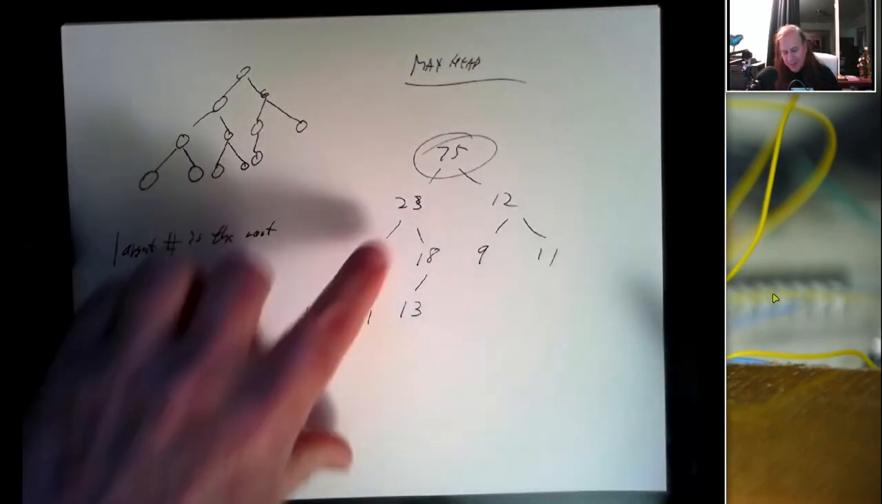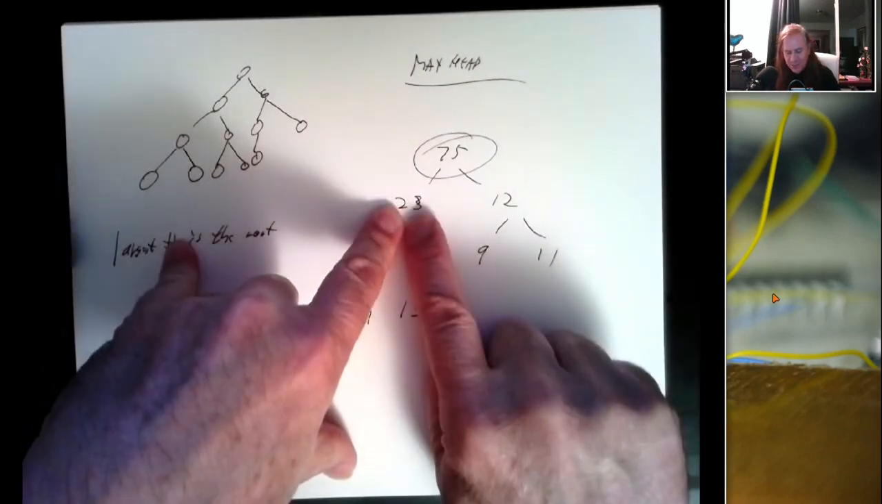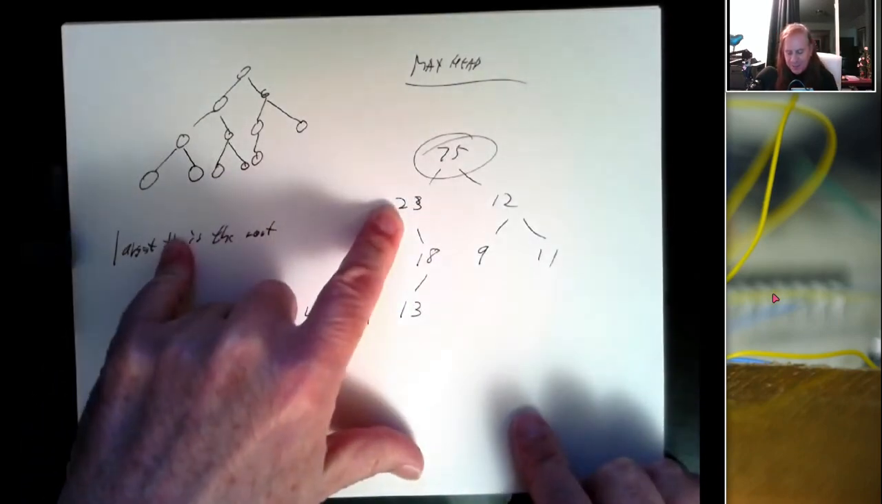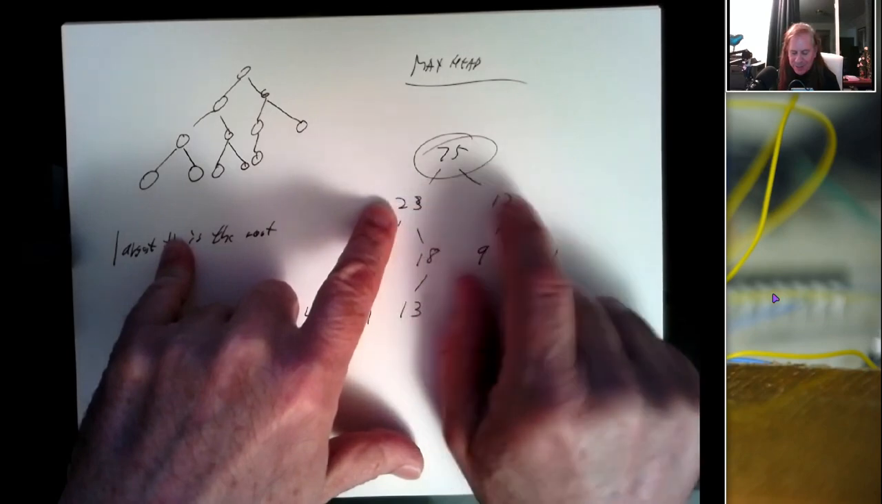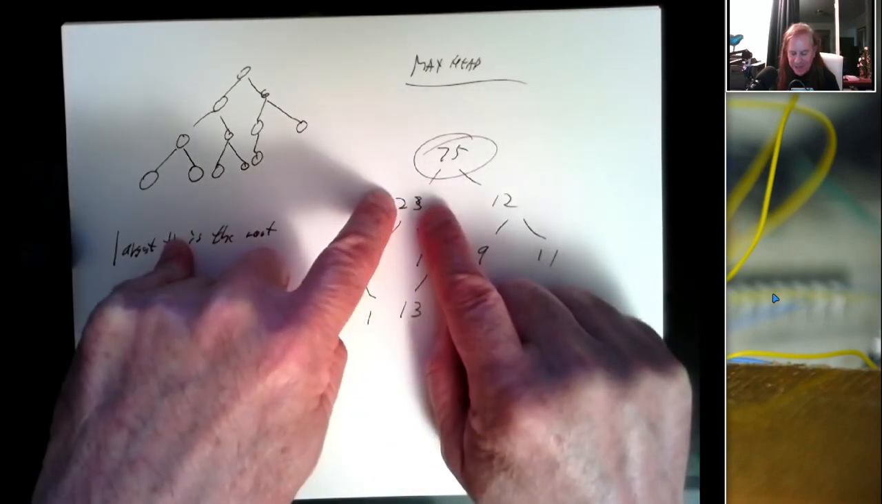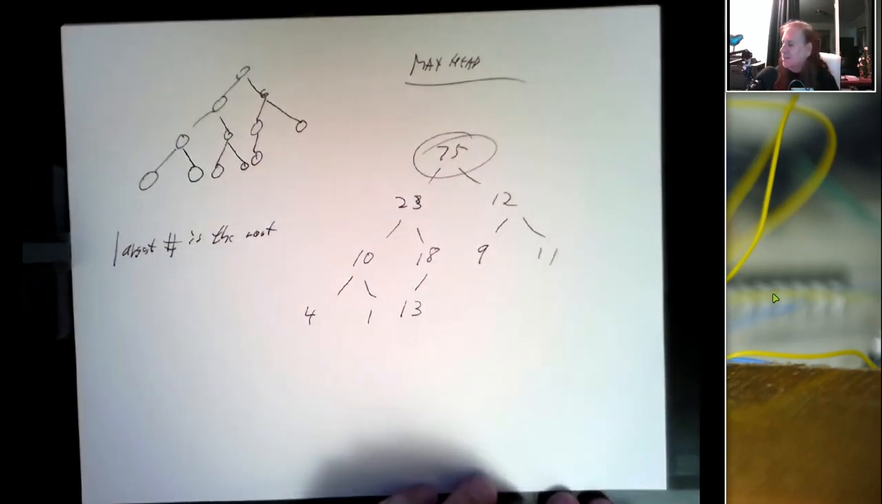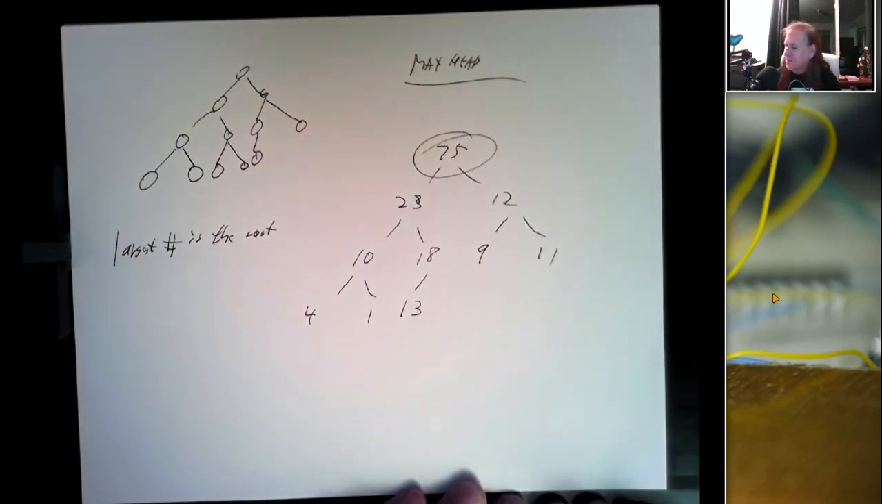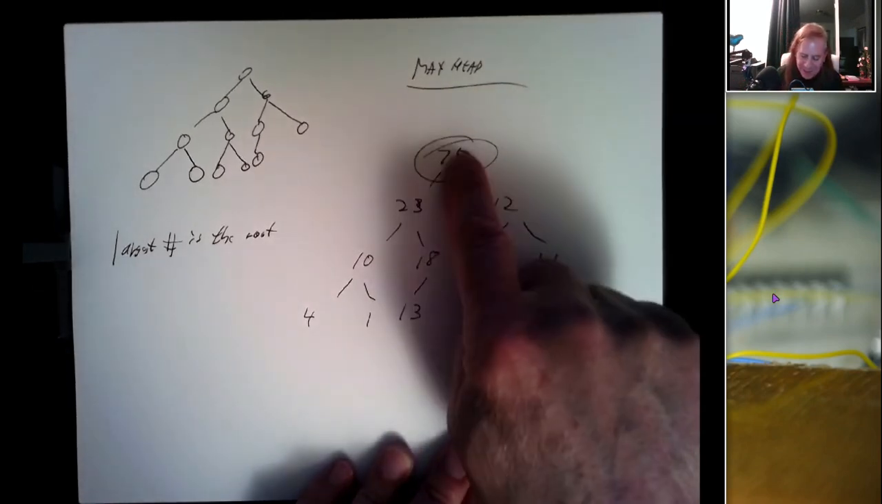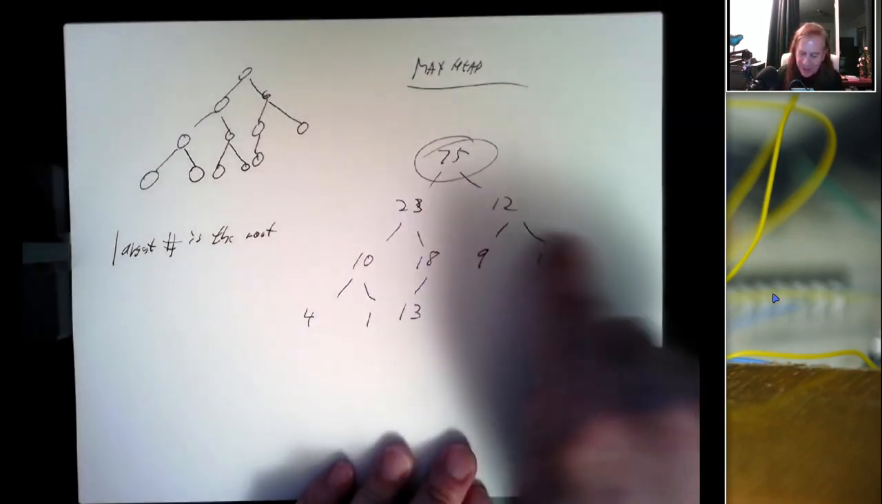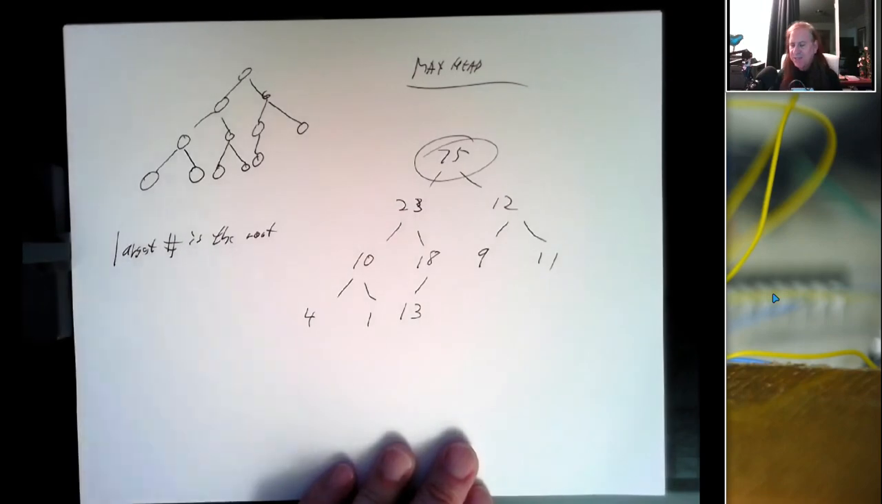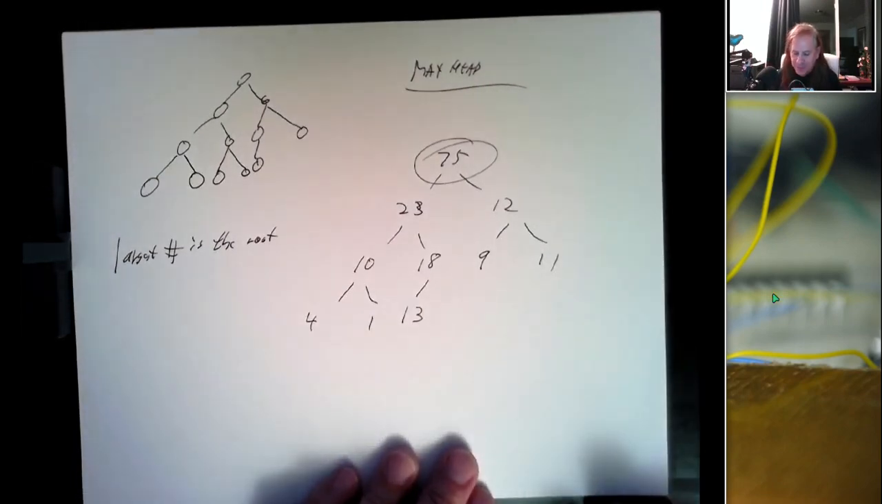Why? Because if this number was bigger, the heap property would fail right here. 75 has to be bigger than both of its children. And each of those children has to be bigger than its children. Well, greater than is a transitive relationship. If A is bigger than B and B is bigger than C, then A is bigger than C. So 75 has to be bigger than everything in the tree. So the largest number in a max heap is always at the root.